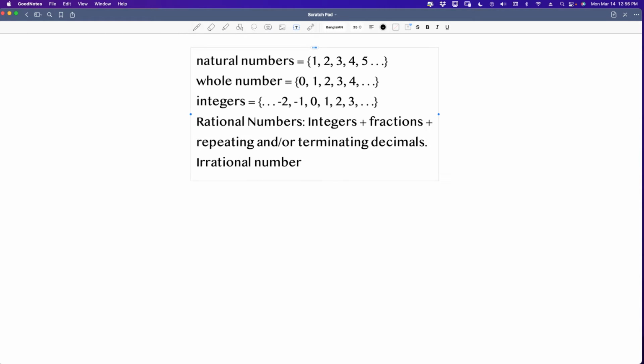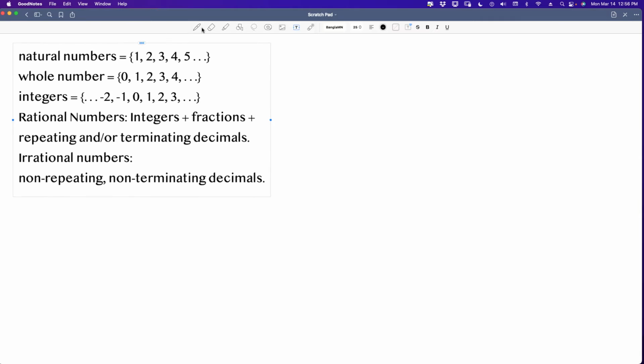And irrational numbers are simply non-repeating, non-terminating decimals. That's what they are. So let me give you an example. Or I guess example is the wrong word. Let me give you an illustration of how the number system works.